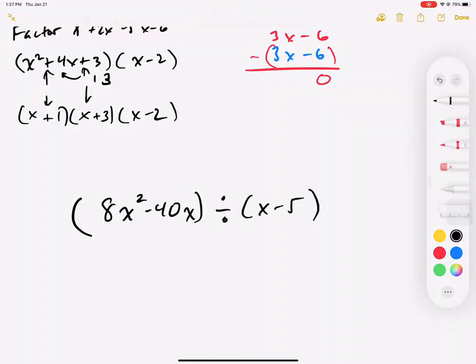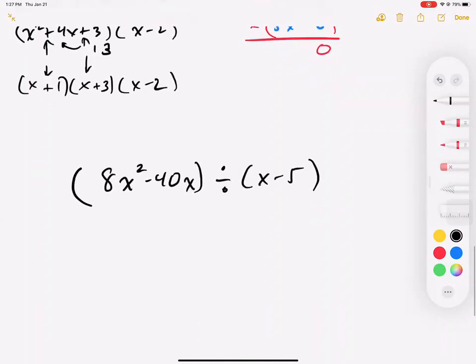Now, I mean, we could just do long division, so let's just do it. And then I'll actually show you some cool things that some of you might notice. Let's go ahead and just write it. x minus 5. We're going to divide it out with 8x squared minus 40x. Again, working with long division. Long division is a great way to just start someplace. It's not the most creative way, but it's a method that works.